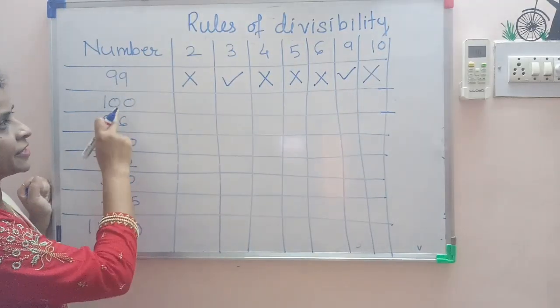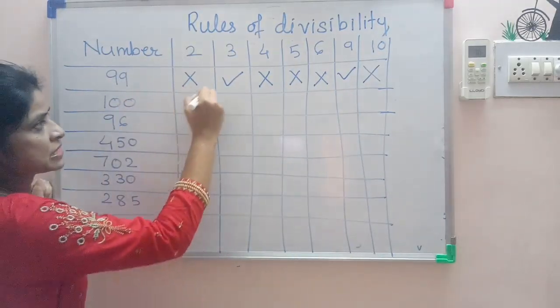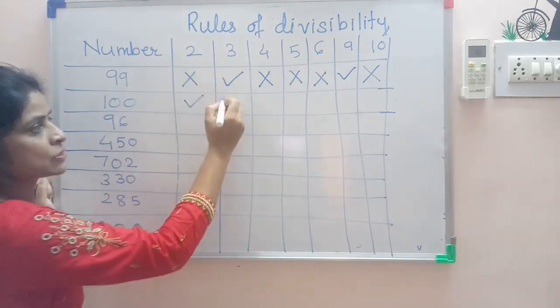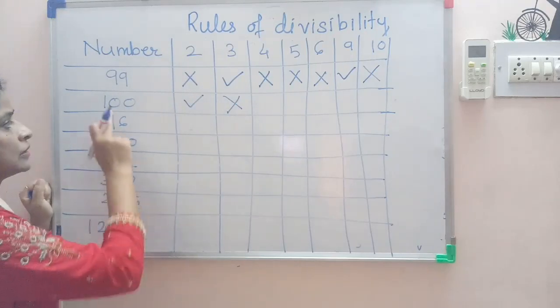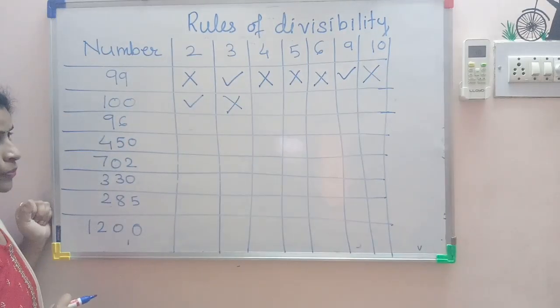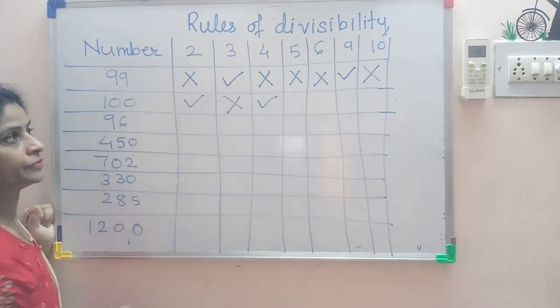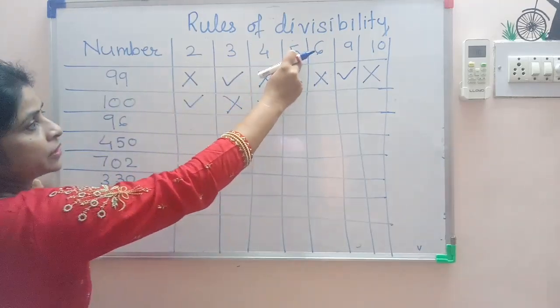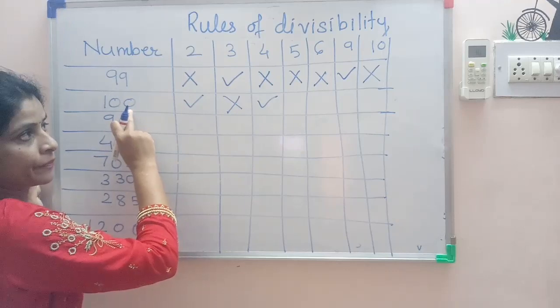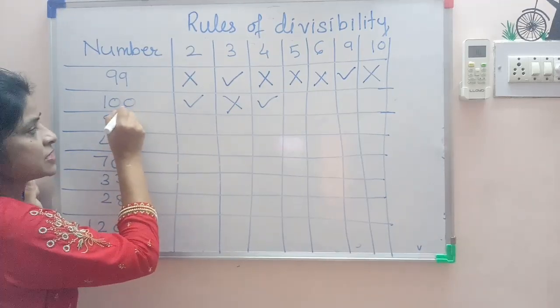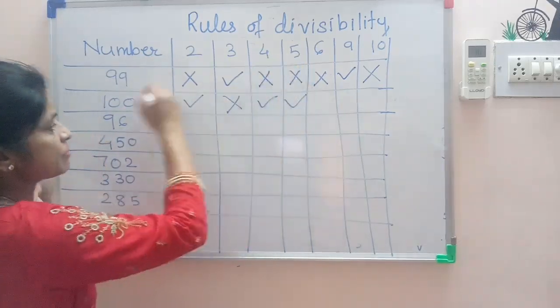The next one is 100. The last digit is 0, so it is divisible by 2. When we add the digits, we get 1. It is not divisible by 3. The last two digits are 0, so it is divisible by 4. Divisibility rule of 5: it ends with 0, so it is divisible by 5.